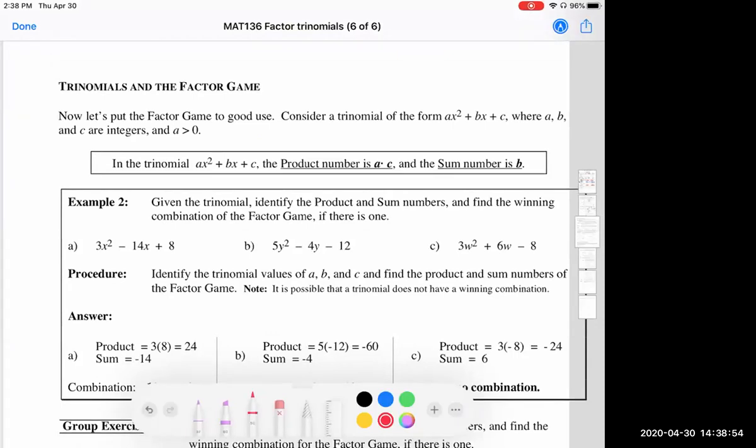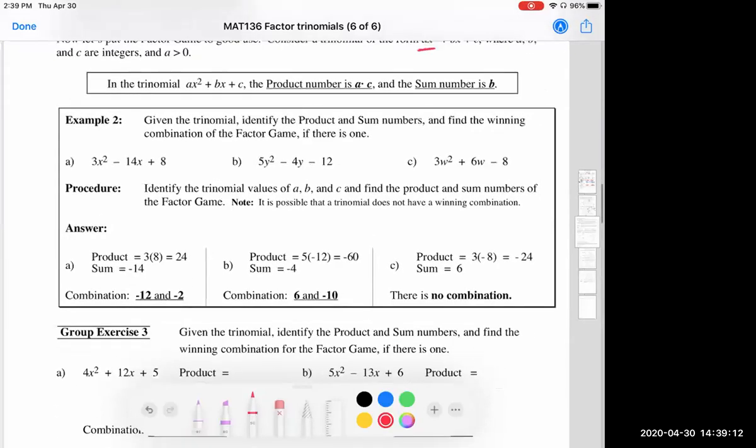Now let's put the factor game to good use. Consider a trinomial of the form ax squared plus bx plus c, where a, b, and c are integers, and a can't be 0. Again, a can't be 0 because we need to make sure that the square, x squared, is still there. In a trinomial, ax squared plus bx plus c, the product is ac and the sum is b. Given the trinomial, identify the product and sum numbers. Find the winning combination of the factor game, if there is one.